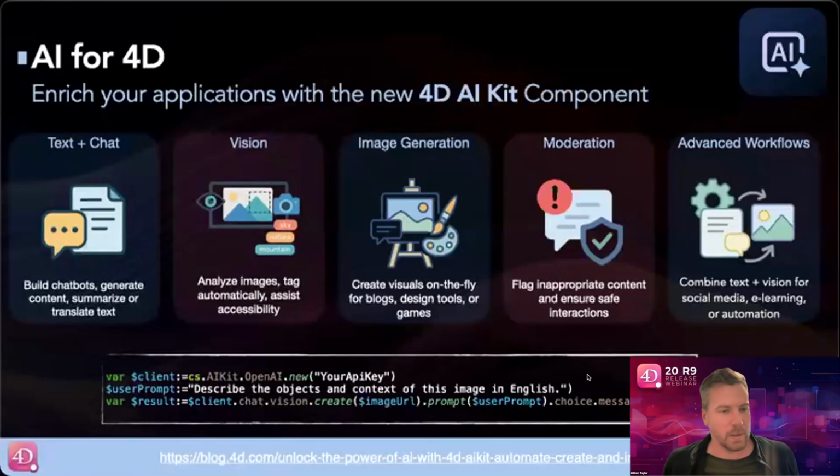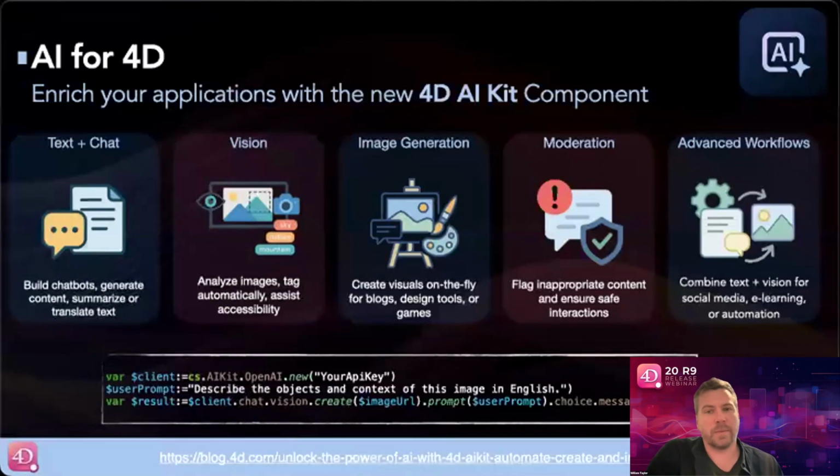That was pretty cool. Next, let me introduce a major step forward in 4D's AI journey, 4D AI Kit, our new component for integrating OpenAI capabilities directly into your 4D applications. With just a few lines of code, you can now bring AI-powered features like image tagging, content generation, moderation, and vision analysis straight into your app.